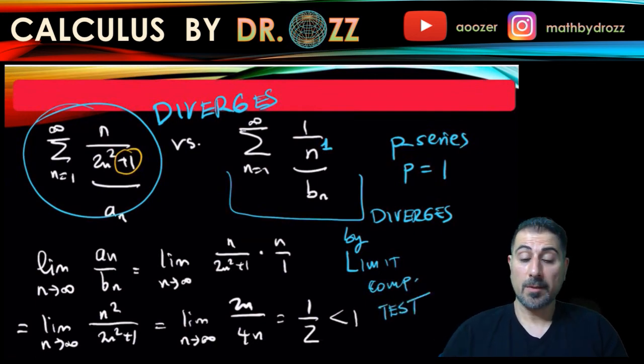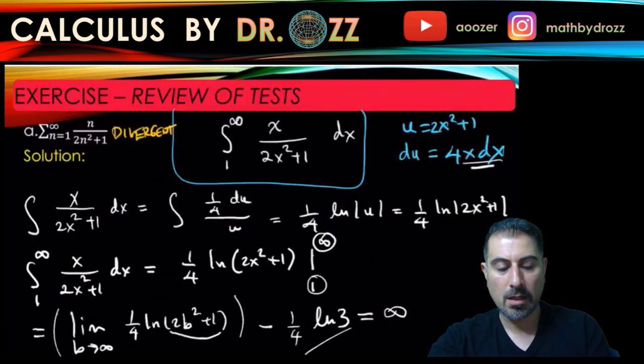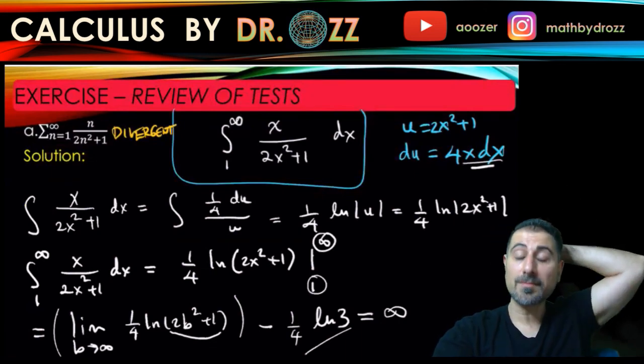Okay. So that's good because we applied the integral test and the limit comparison test, and in this case, two of them were perfectly applicable to prove the divergence of the infinite series n over 2n squared plus 1. Okay.